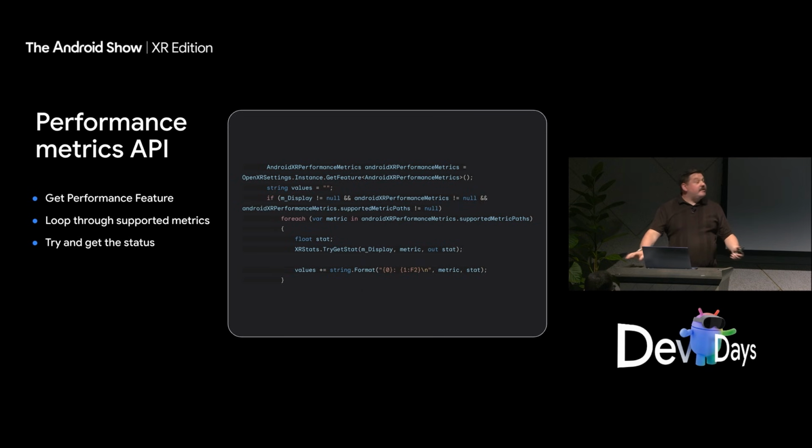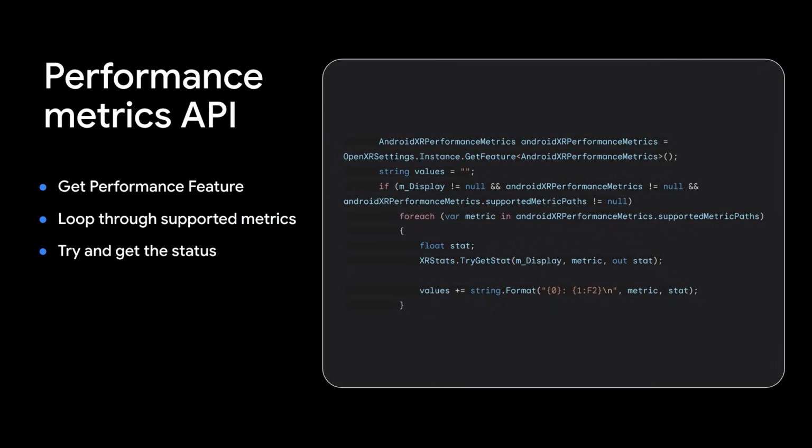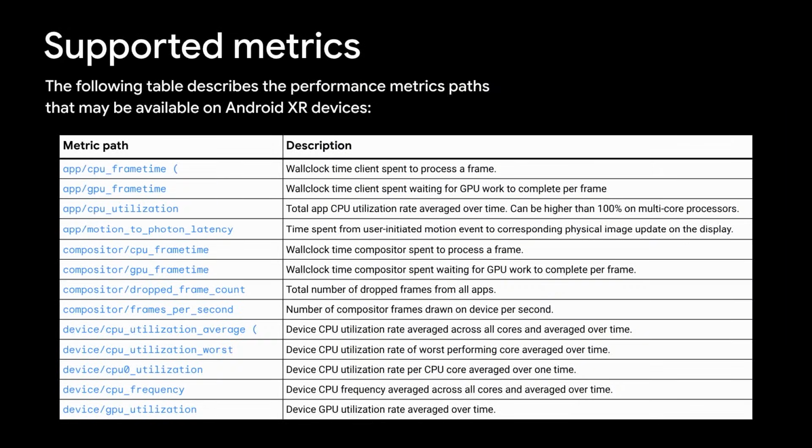Now let's look at how to query this data so we can accurately track what's going on. Here we can get the performance metrics. We loop through all the parameters that are available to us. And then from there, we'll use a TryGet to get the values from the device itself. Here we have a list of supported metrics that you can query on Android XR. From querying the application to the compositor, these APIs will make sure you're getting the most out of the device.